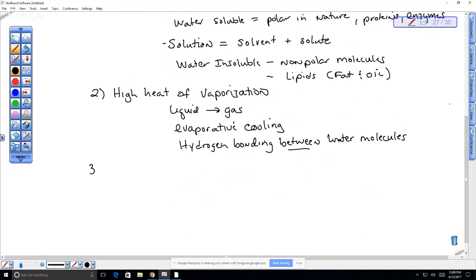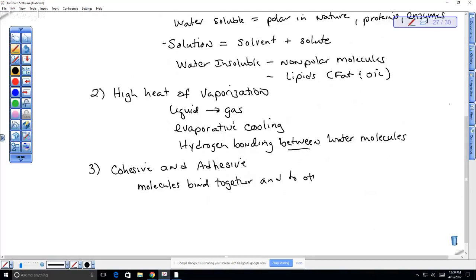Okay. The third thing that is important is that water molecules are cohesive and adhesive. So what this means is that they bind together, and then they also bind to other substances. So the molecules are bound together. They are cohesive because of the hydrogen bonds. And to other surfaces.